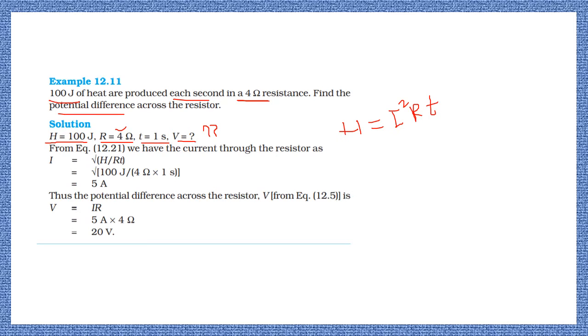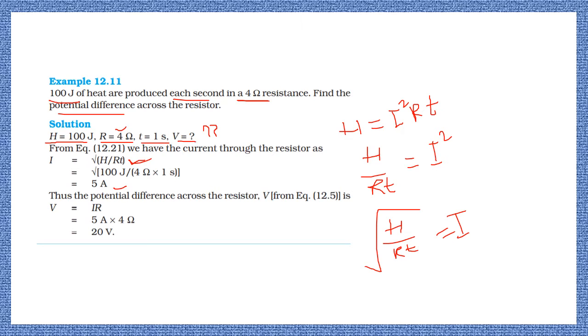From here, H upon RT is equal to I square. See, I am telling you from where I got this formula. So now if I have to find out I, what am I supposed to do? Root of H upon RT is equal to I. This formula we have used over here. Now you just substitute the values of H, R and T and we will get 5 ampere.